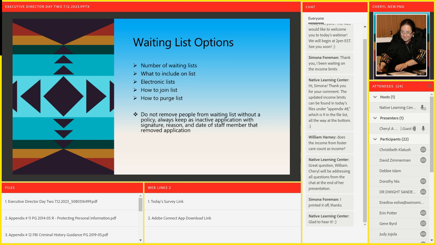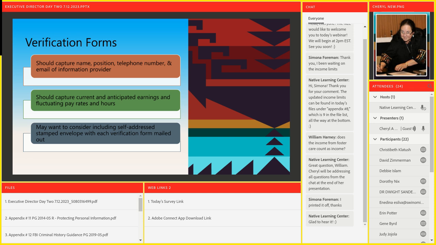Do not remove people from the waiting list without a policy. Always keep it as an inactive application. You don't just toss it. It goes into that inactive file, okay? With the signature, a reason, and the date that the staff member removed that application, because HUD's going to want to know when they come in. Sometimes your auditors too.